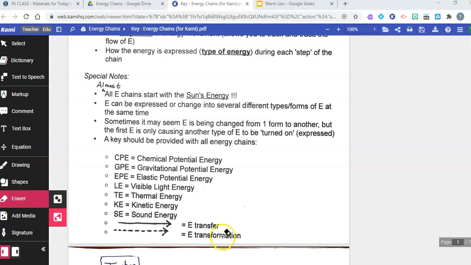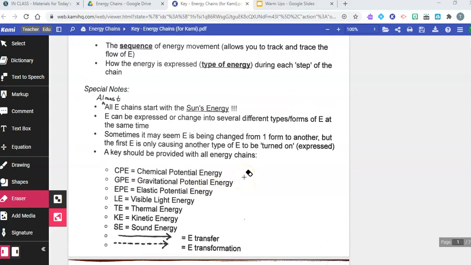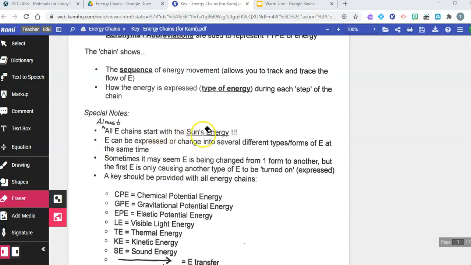What are the different types or forms of energy? These are all the different types or forms of energy that we could talk about and have talked about in class. One that might be new to you is EPE, elastic potential energy. The other thing I want you to know is that almost all energy chains, 99.8% of all energy chains, will always start at the sun. It will always start with the sun's energy. So in other words, the energy of the event or the energy of the system originates at the sun.